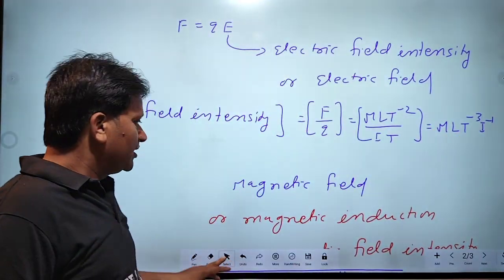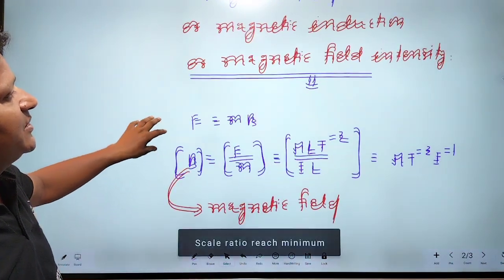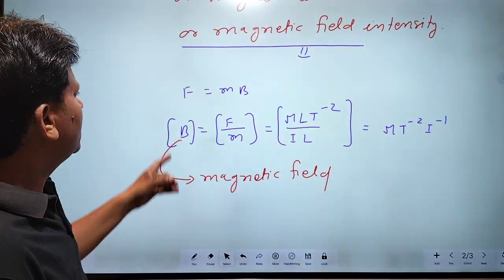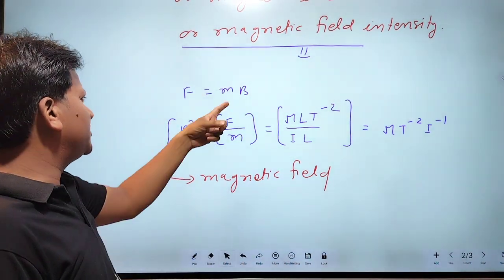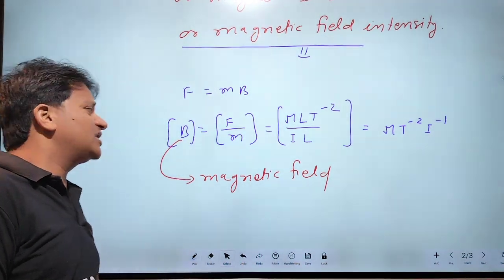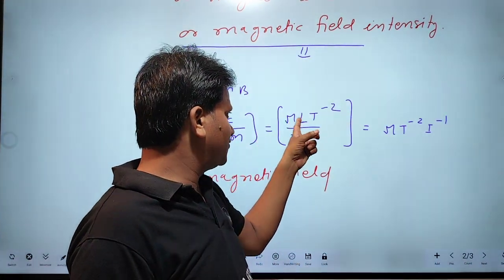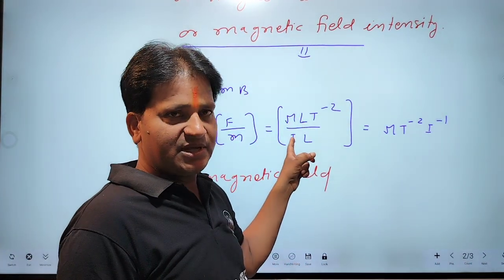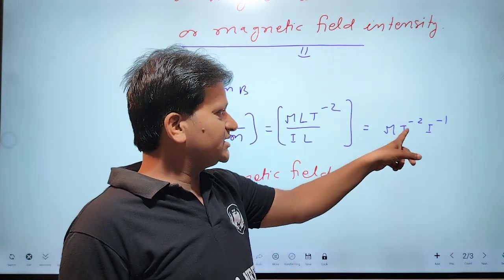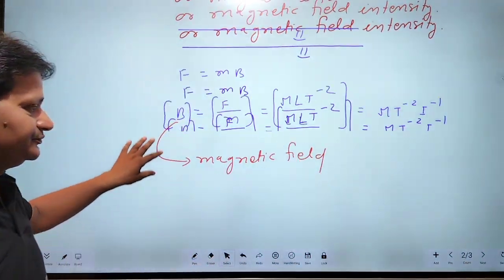Okay? Magnetic field, it is also called as magnetic induction, magnetic field intensity. All are same. F is equal to MB, where B is magnetic field and M is pole strength. This is force and this is pole strength, ampere meter, IL. Therefore, its dimension will be MT minus 2, I minus 1.